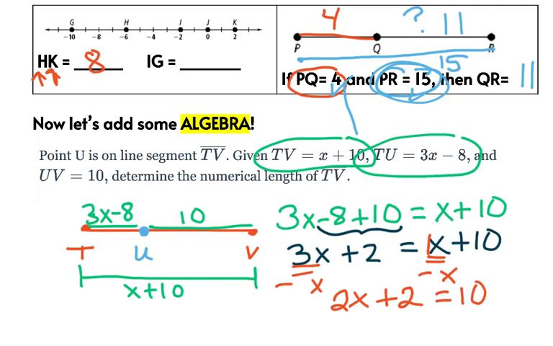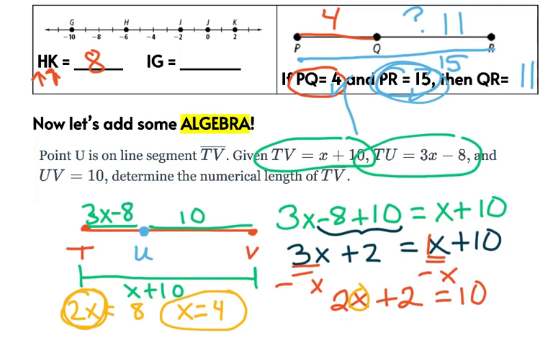Okay, now I have a two-step equation. To get rid of add 2, I subtract 2, and I'll get 2x is equal to 8. And to undo the multiplication here, I divide by 2, getting x equals 8 divided by 2, which is 4.